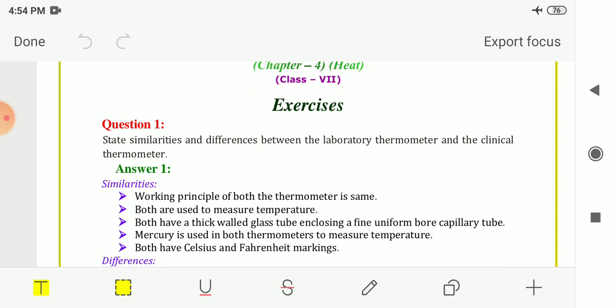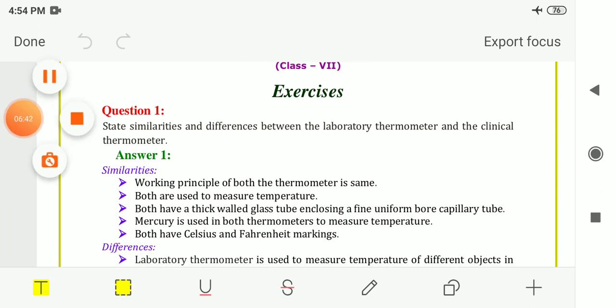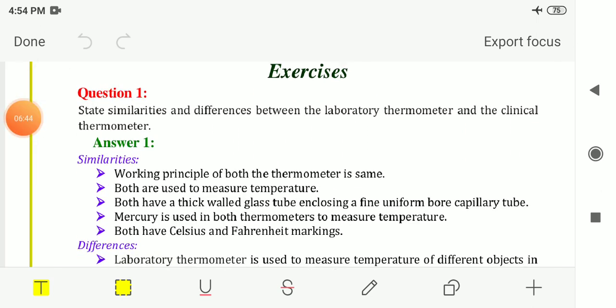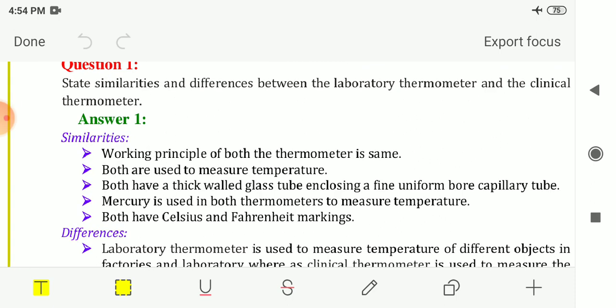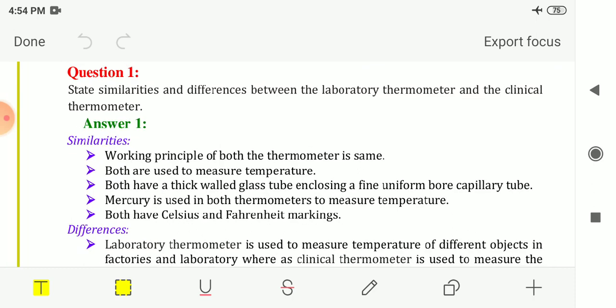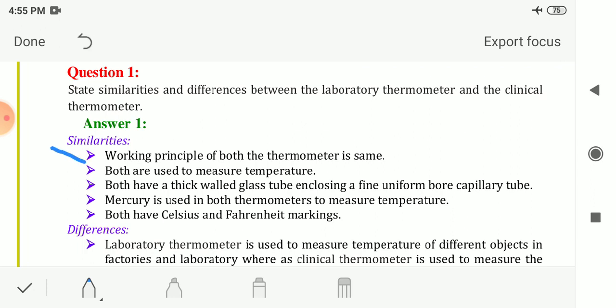So here the first question is given to you. The first question is, state similarities and differences between the laboratory thermometer and clinical thermometer. Let me first see what the similarities are. In similarities, the first is that the working principle of both thermometers is the same.